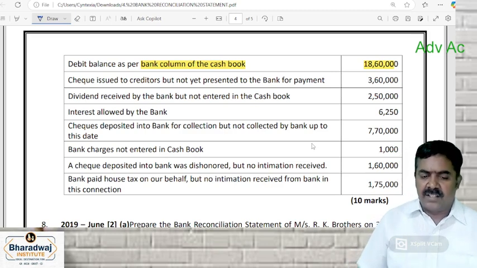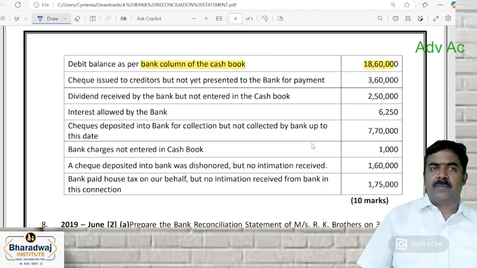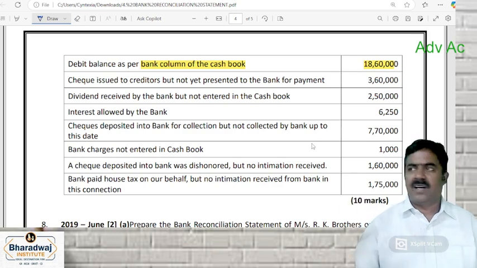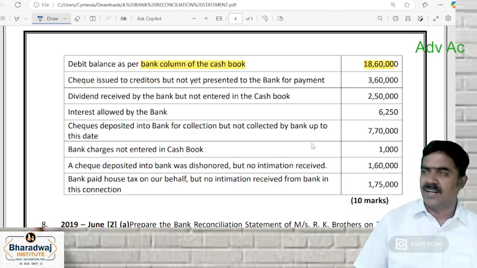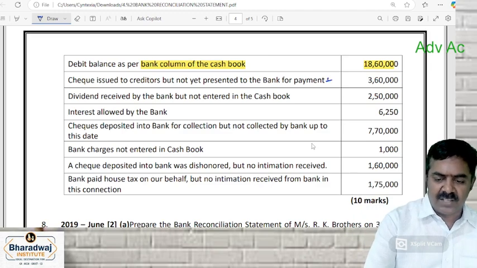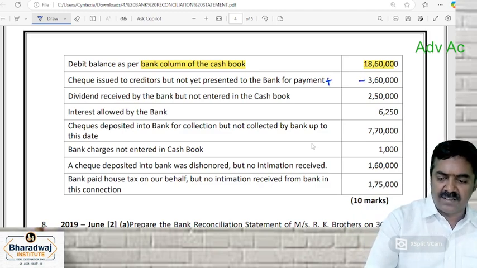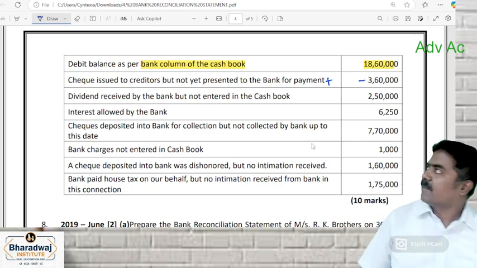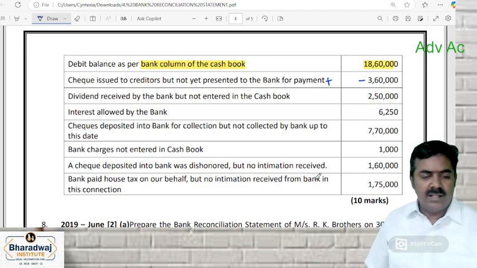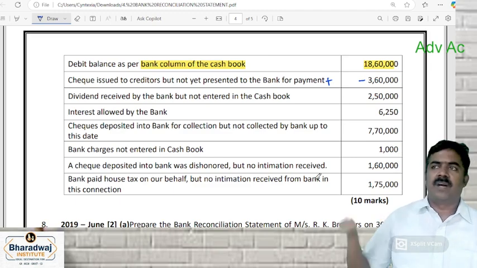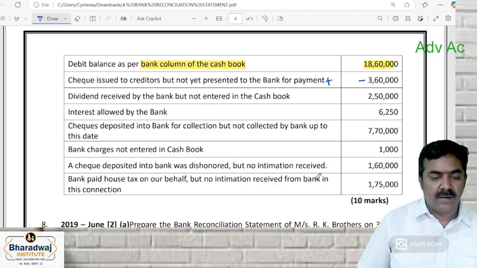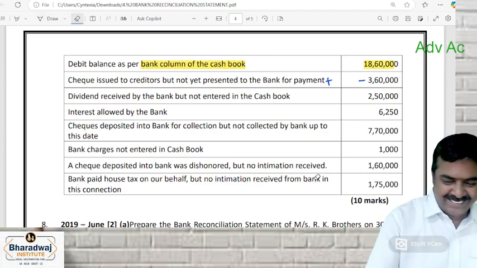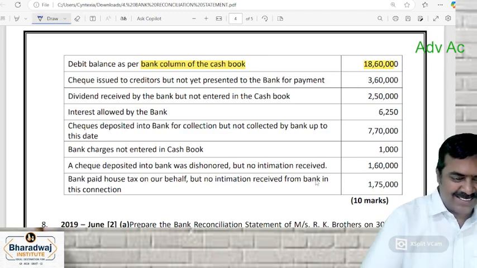Checks issued to creditors but not presented to the bank for payment. When issuing, what would we have done? We would have reduced. The banker has not reduced, so we should add back. If it is a normal balance, we will add back. Since it is an OD balance, it is a minus amount. Then dividend received by the bank. What would the bank have done?